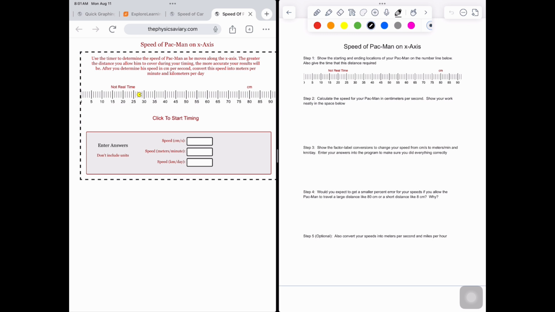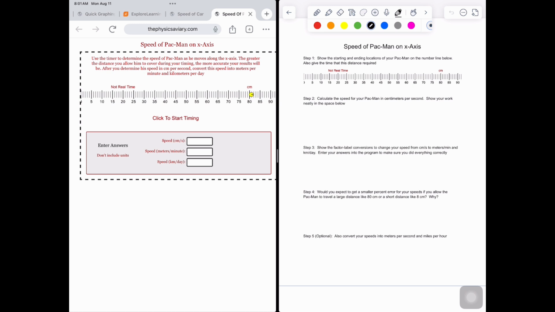Immediately you can see Pac-Man is starting. It says use the timer to determine the speed of Pac-Man as he moves along the x-axis. The greater the distance you allow him to move during your timing, the more accurate results will be. After you determine his speed in centimeters per second, convert to meters per second and kilometers per day.